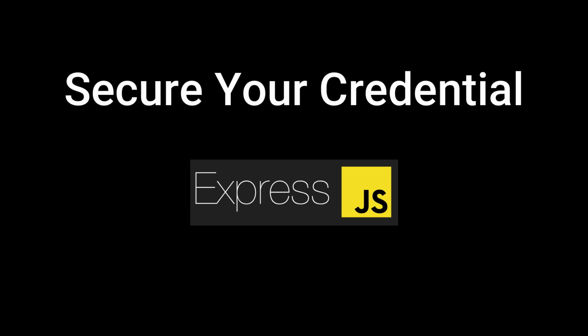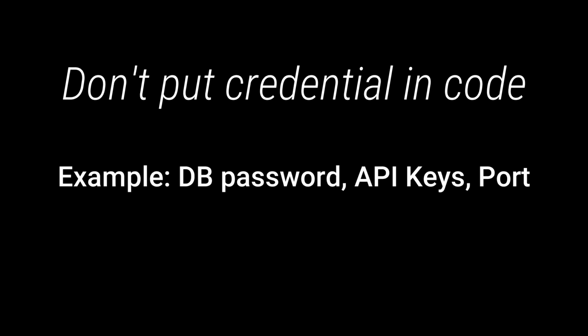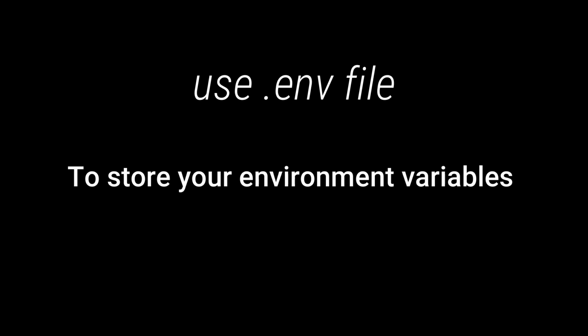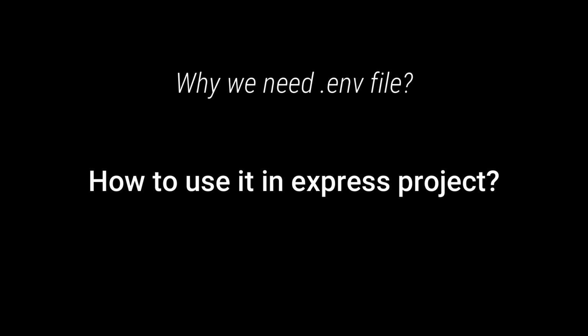In this video, we will learn how to use a .env file in an Express project. If you are building APIs or backend applications, you should never hardcode sensitive data like database passwords, API keys, JWT secrets, or port numbers directly in your code. Instead, we use environment variables with a .env file. So, in this video, I will show you what a .env file is, why we use it, how to configure it in Express.js, and some best practices developers can follow in real projects.